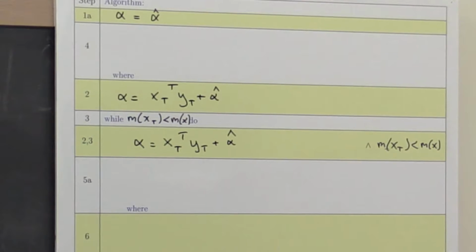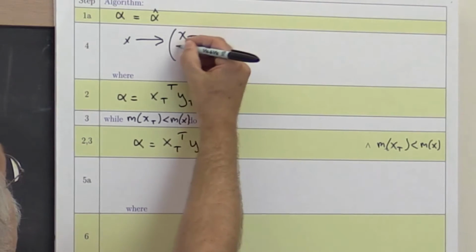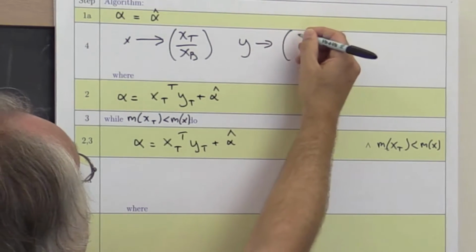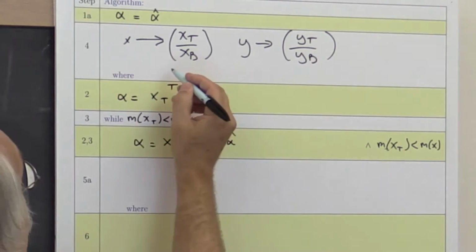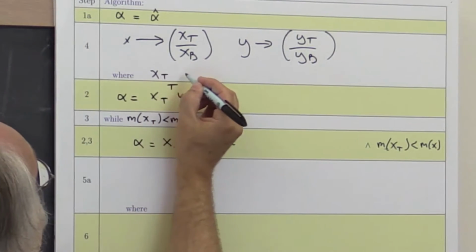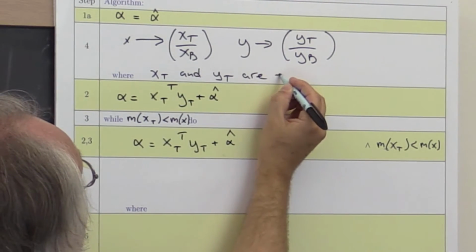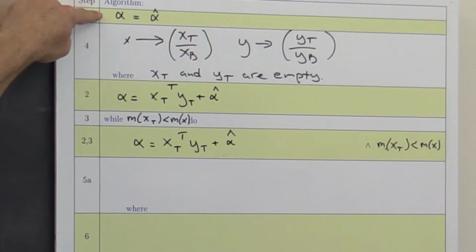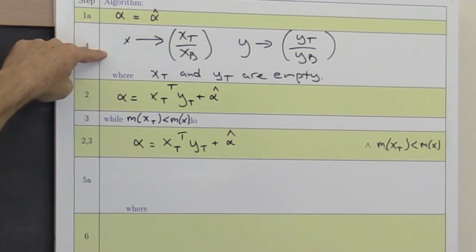Okay, just follow along on your worksheet. Here what we're going to do is say x is partitioned into a top part and a bottom part. y is partitioned into a top part and a bottom part. And we need to say where x top and y top are empty. Okay. The precondition together with the loop invariant have now prescribed what the initialization should be.